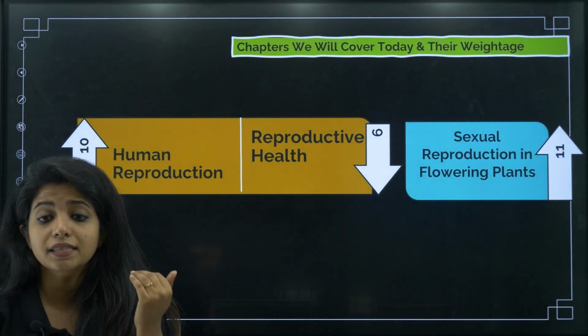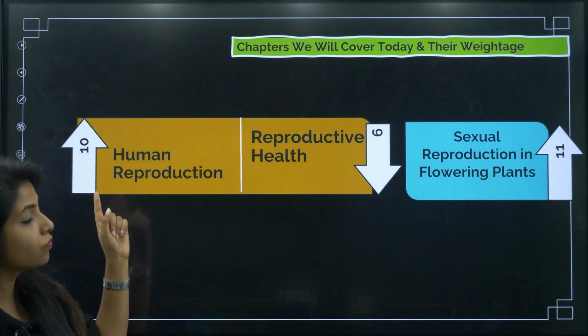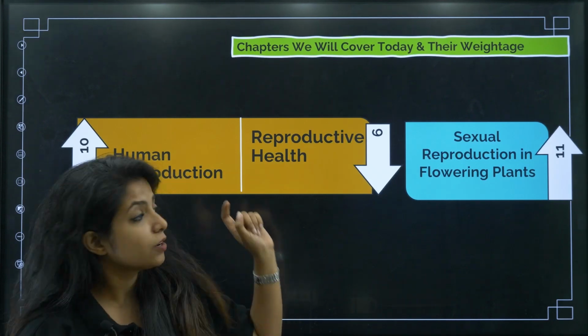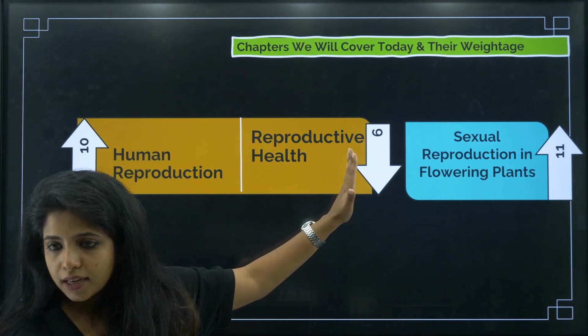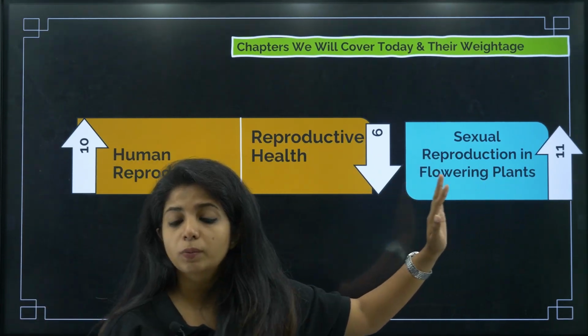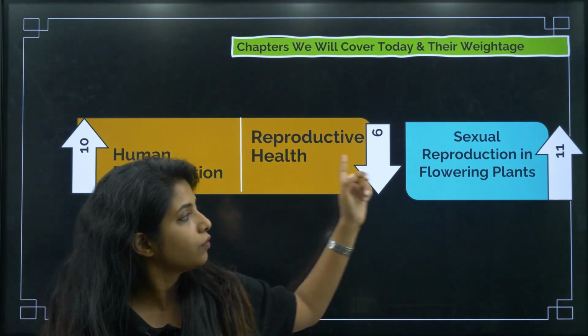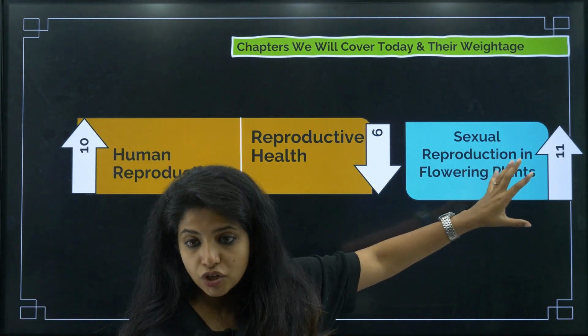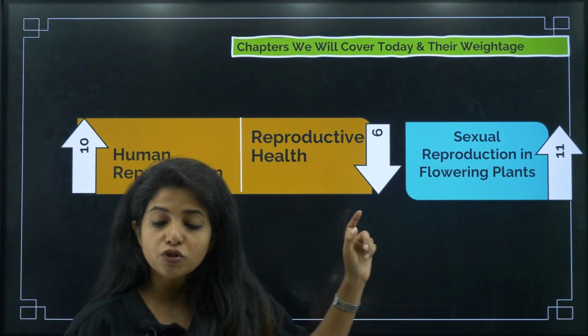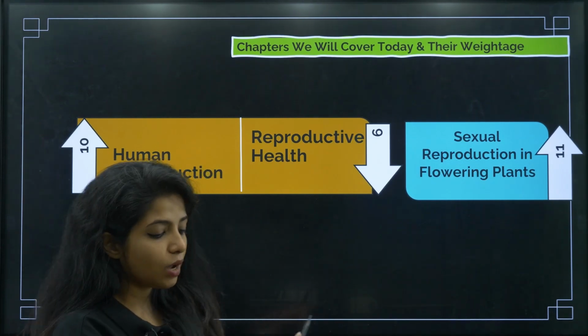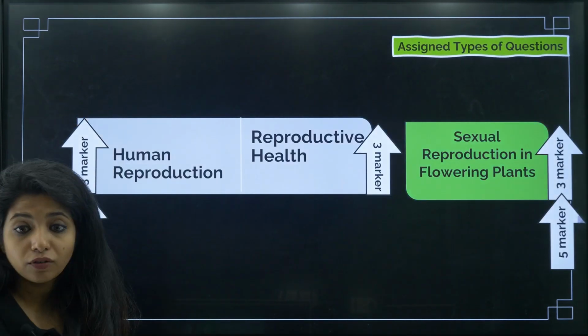So what is the weightage? Human reproduction will give you 10 marks. Reproductive health will give you 6 marks, and sexual reproduction in flowering plants will give you 11 marks. So in total, this has the highest weightage. Then comes human reproduction, and then comes reproductive health. Now what type of questions can you expect from each chapter?